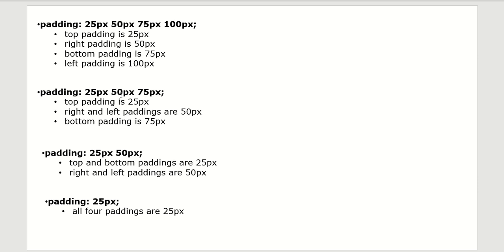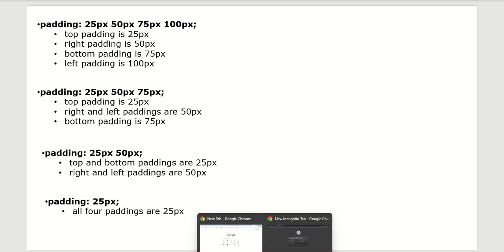So here we have four different types. If you have a padding with four values, it will be top, right, bottom, left: first, second, third, and fourth value. If you have a padding with three values, then first and third will be top and bottom, and second will be right and left. If you have a padding with two values, then first will be top and bottom, and second will be right and left. And if it is only one value, then all four paddings are 25 pixels.